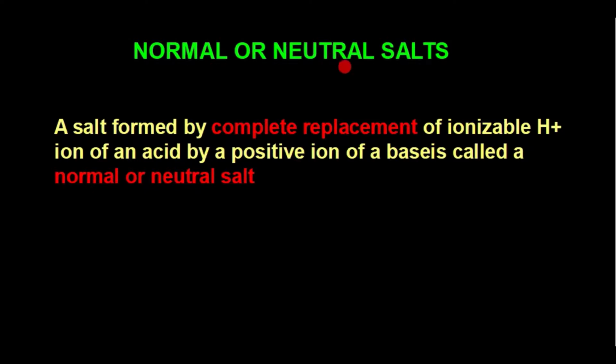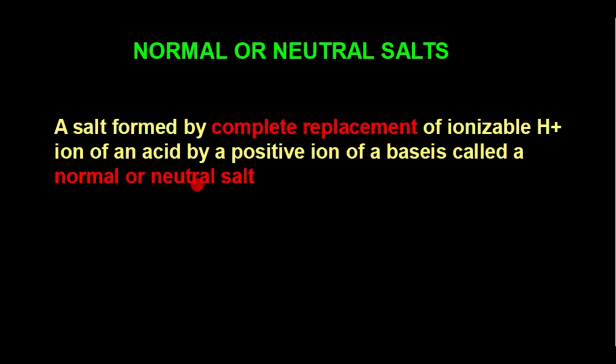We will see what are normal or neutral salts. A salt which is formed by complete replacement of ionizable hydrogen ion of an acid by a positive ion, which is usually a metal cation, by a base, is called a normal or a neutral salt. How can we get neutral salt? A neutral salt is formed by complete replacement of ionizable hydrogen ion of an acid by the positive ion, which is usually a metal ion of a base, or we can say the ammonium ion of a base, is called a normal or a neutral salt.